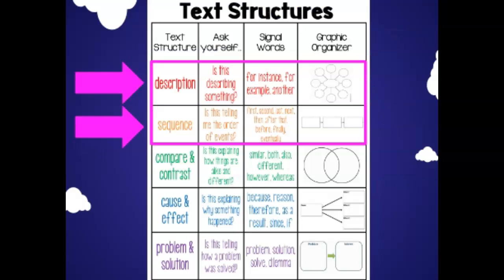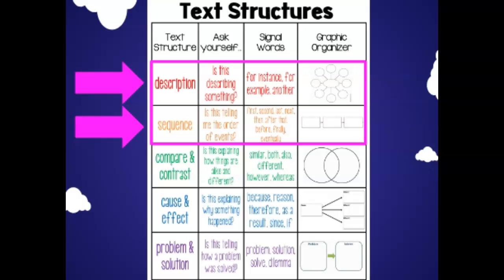Different text structures: description, sequence, compare and contrast, cause and effect, and problem and solution. As we read, we're going to be learning about description and sequence. So we're going to take a closer look at the questioning and signal words. As we read, we're going to look for clues as to what point the author is trying to make about the topic. The text structure they choose will support what the author is trying to teach or inform you about.